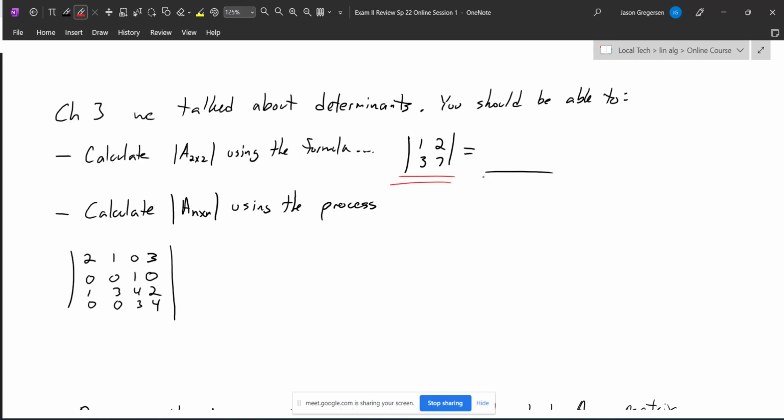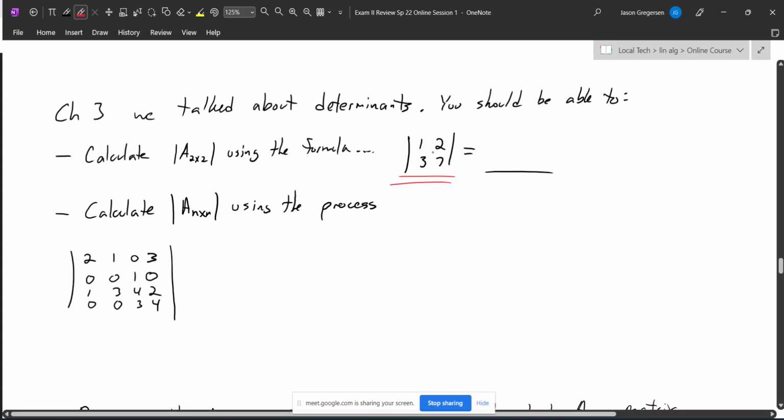All right, seeing a couple quick calculations. Perfect. So the determinant here is the product of the main diagonal, 1 times 7, minus the product of the off diagonal, 2 times 3. We get a value of 1. So we have that nice formula for the determinant of a 2 by 2.